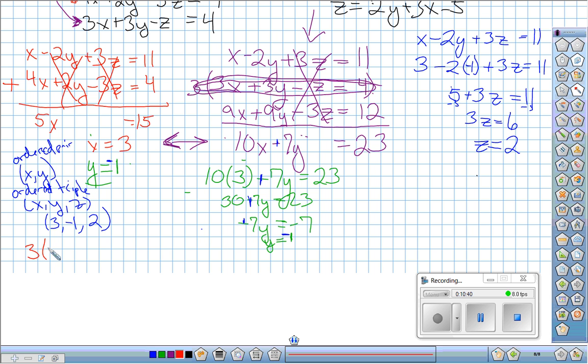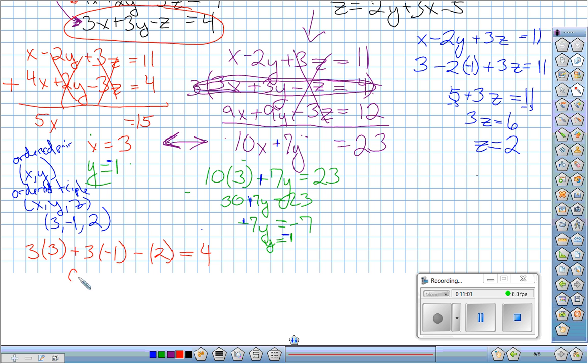So I'm plugging in 3 for my x, using this bottom equation just because it's the one that I can actually see. So I have 3 times 3 plus 3 times -1 minus 2 equals 4. I'm not changing anything from left to right. I'm just seeing if I can get this side equal to 4.